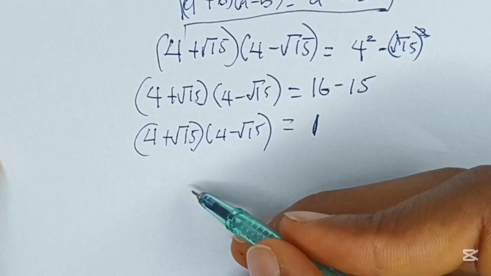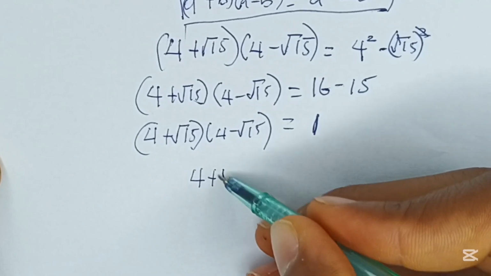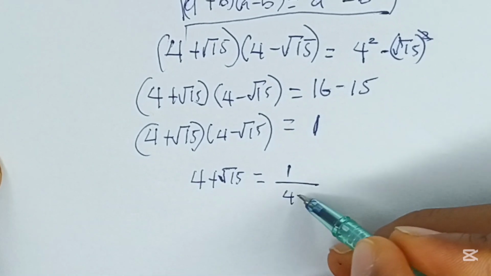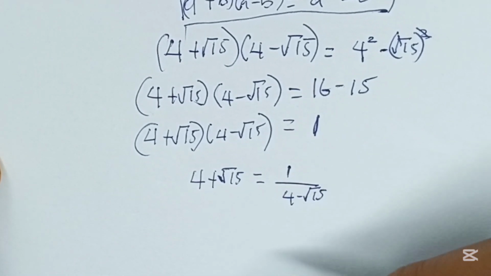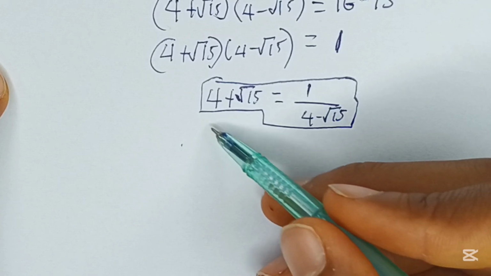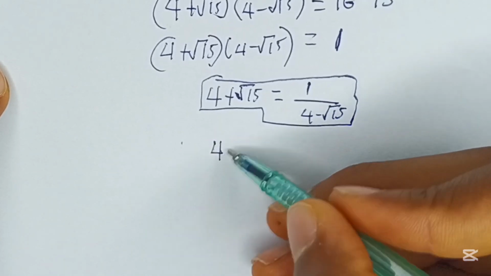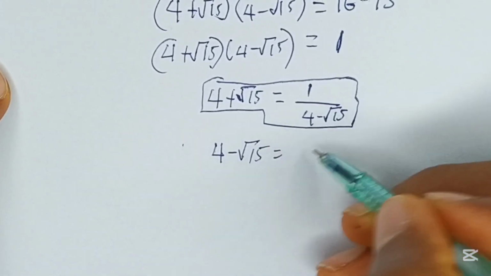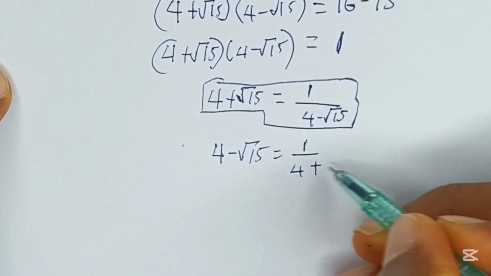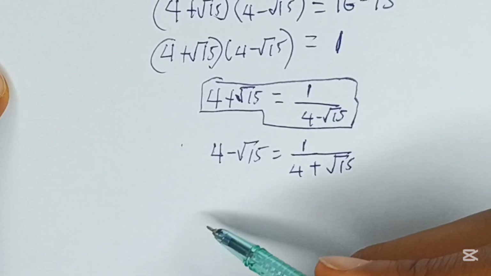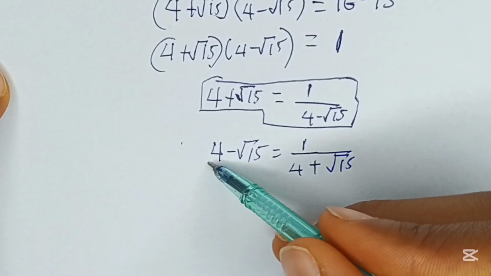From here we can say that 4 plus root 15 is equal to 1 over 4 minus root 15. From here we can now say that also 4 minus root 15 is equal to 1 over 4 plus root 15.